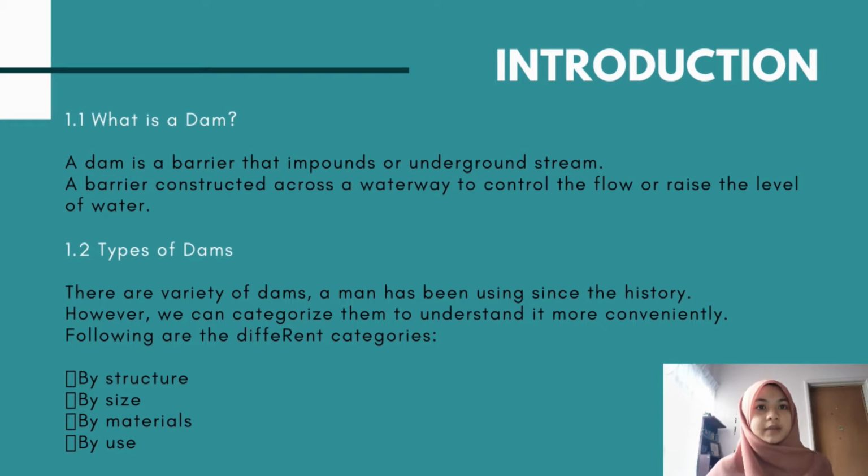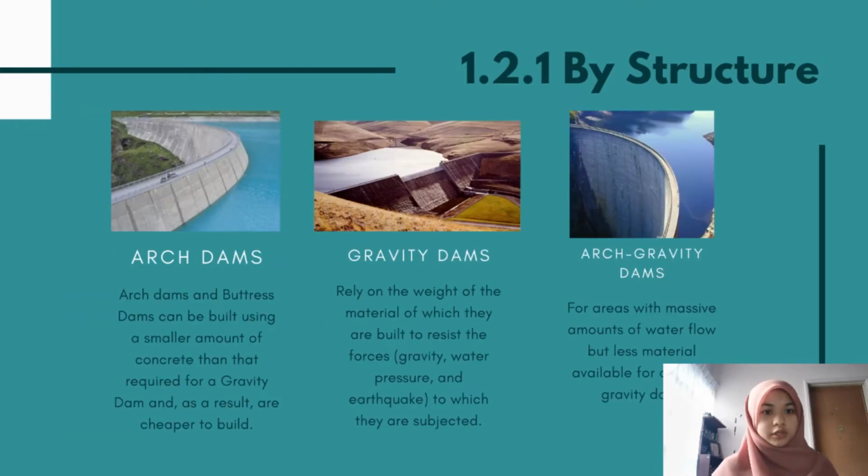So there are a variety of dams man has been using since history. However, we can categorize them to understand it more conveniently. Following are the different categories of dams, which are by structure, by size, by materials, or by use. Now we will look at by structure.